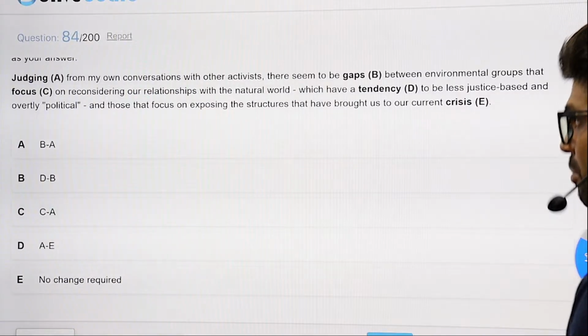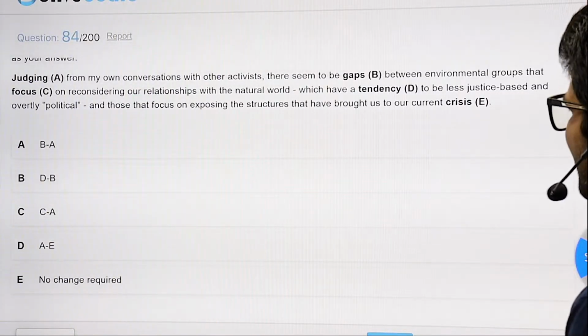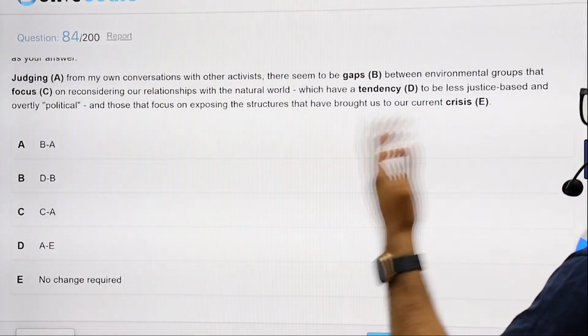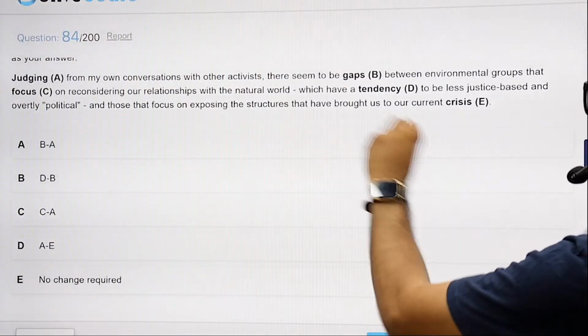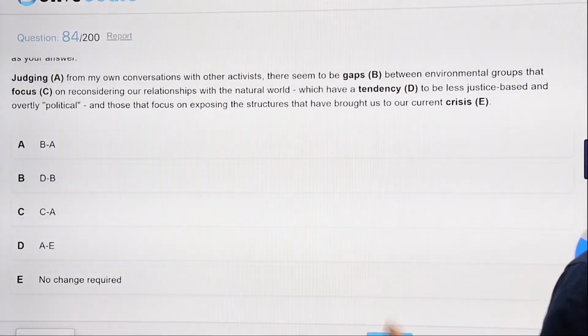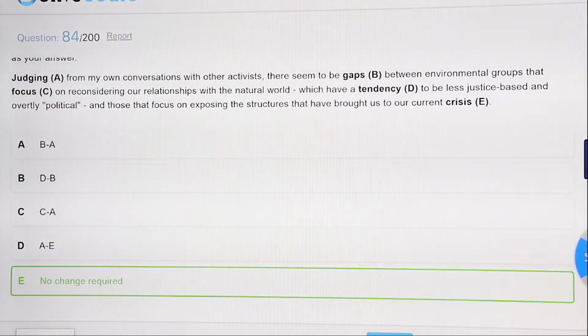Judging from my conversations with the others, there seem to be gaps between this and that focus on this, those focus on that, and we have a tendency to do something that has brought us to this natural crisis, or the current crisis. Seems all okay. Should be no change required.